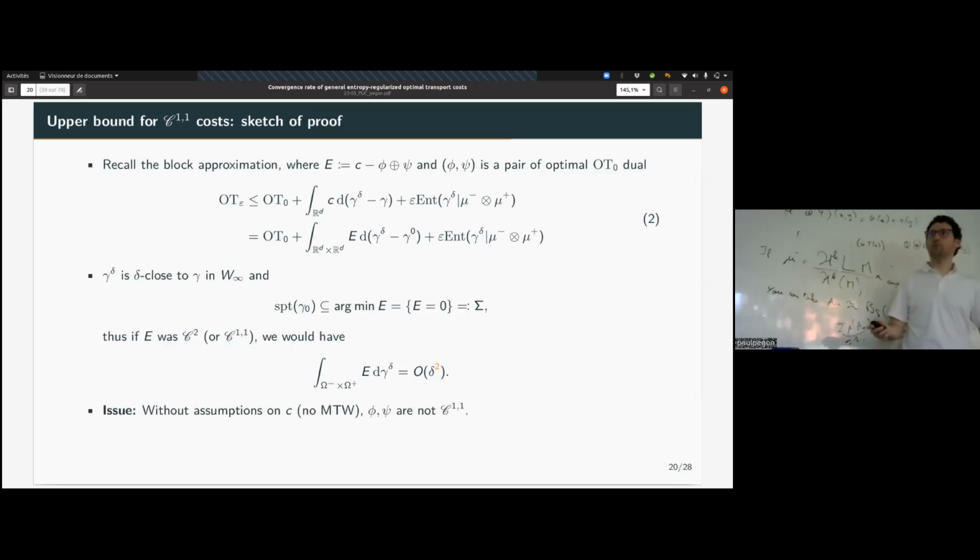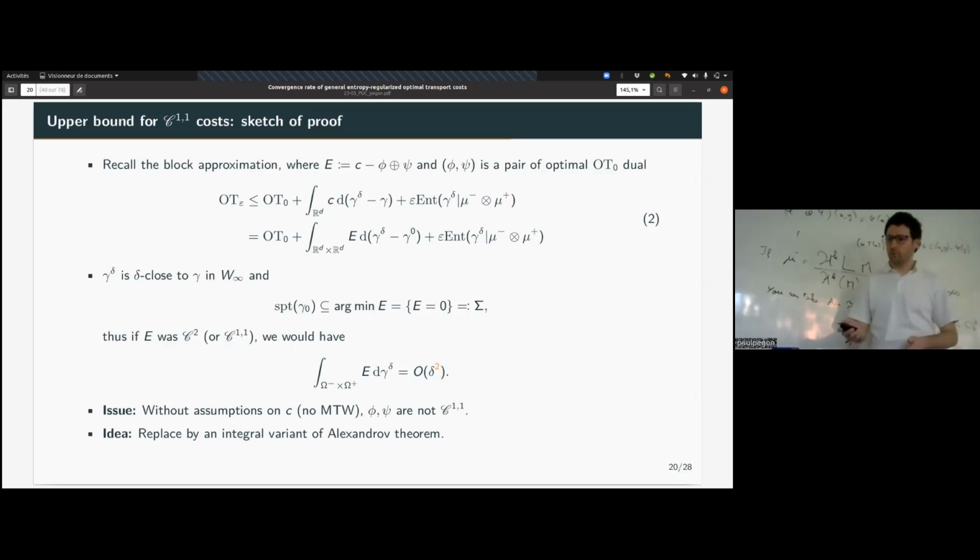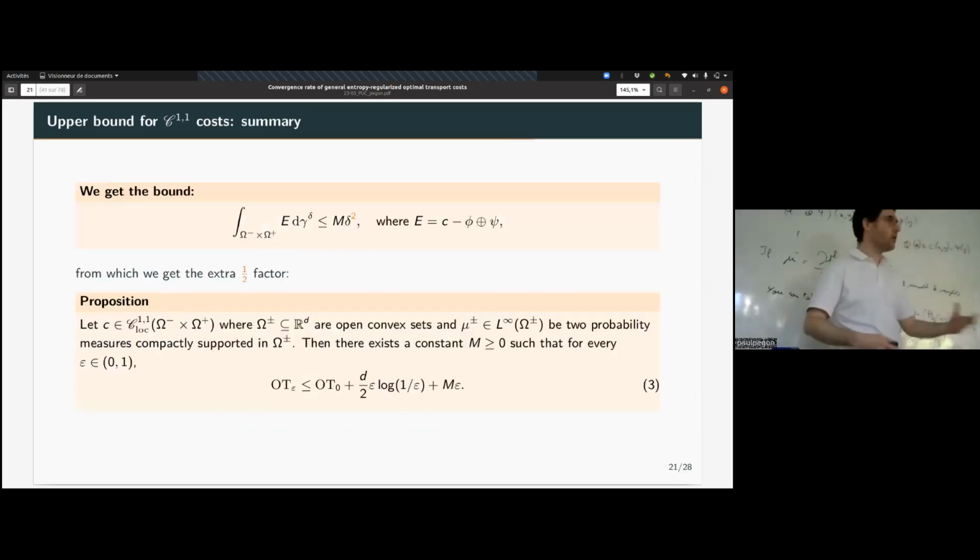Of course, this would be too good to be true, because okay, even if C is C11, so C2 or C11 is always the same, but phi and psi, you don't know the regularity of them. So we have to do something else. And here the idea is to notice that actually phi and psi are c-concave. They have almost the same regularity as concave or convex functions. And you can use a variant of Alexandrov theorem to still say that you have this delta square. Okay, which should be very rough. Okay, and this power 2 is enough to get this factor 1.